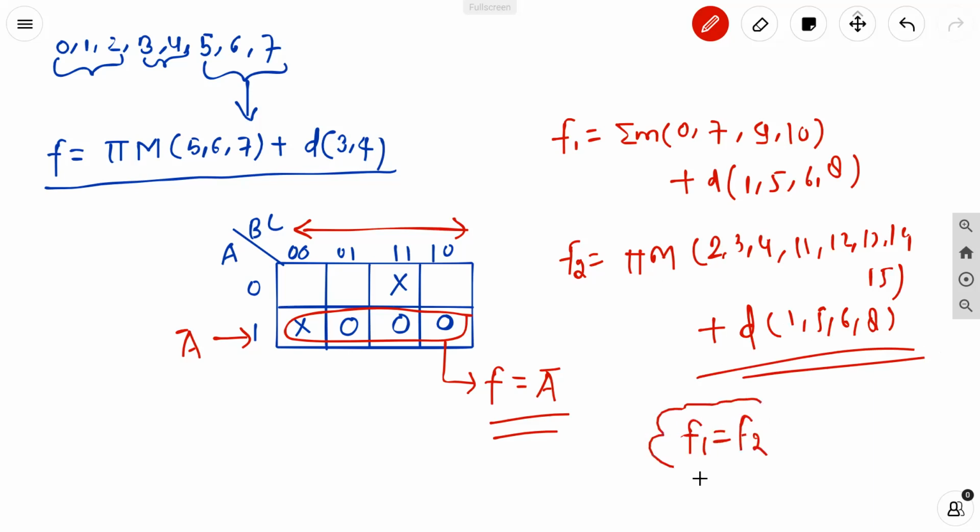So the concept is that f1 is equal to f2, meaning it is the same function. Whatever f1 is in terms of min terms, it will be the same f2 when represented by max terms, or the remaining terms not covered by min terms and don't cares are covered under max terms. And don't cares should be the same for both cases. Homework is to reduce this function.